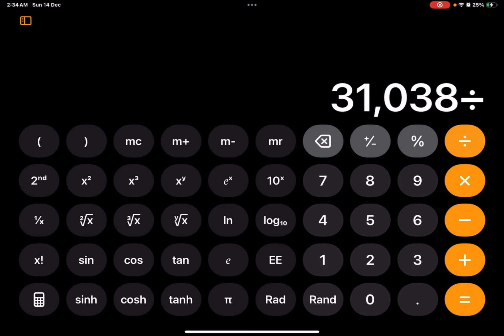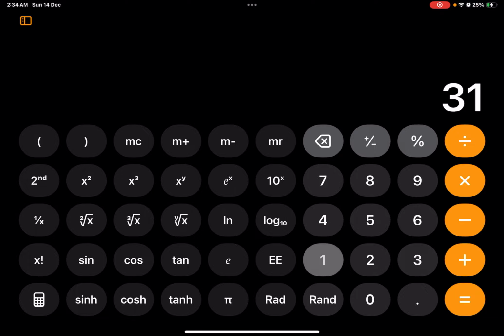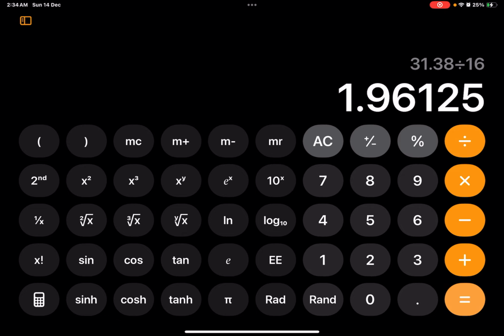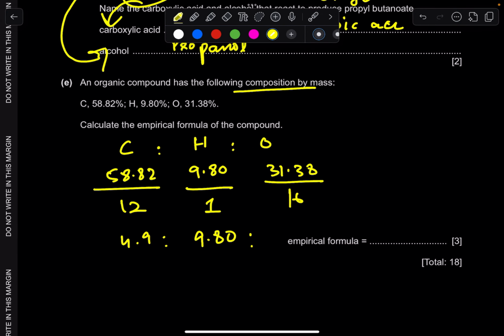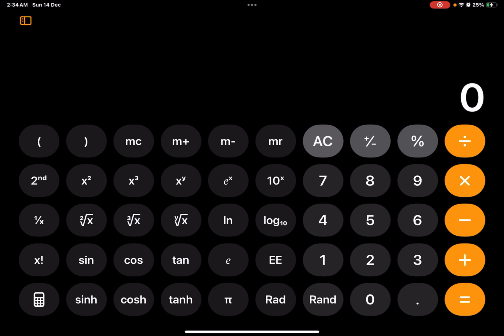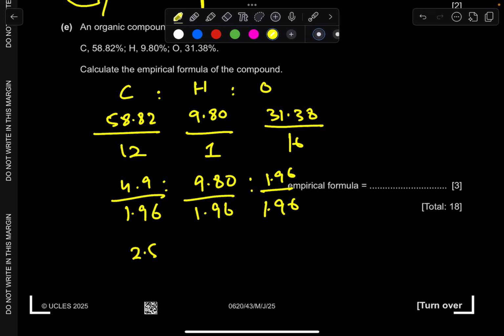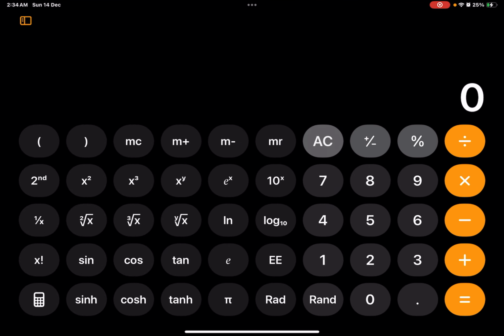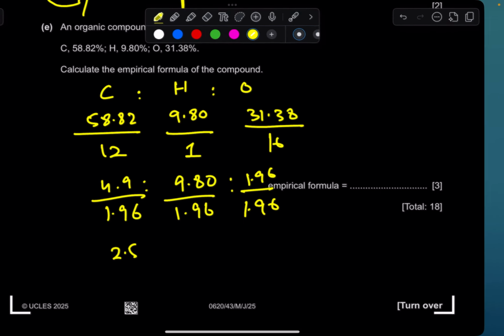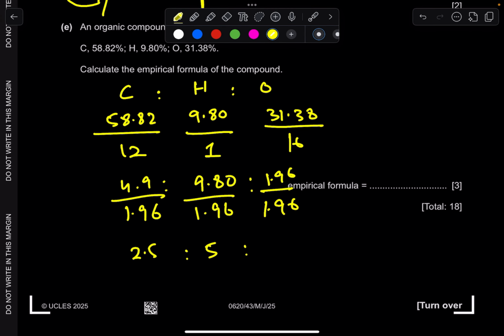31.38 divided by 16 gives me 1.96, which is the lowest number, so I'm going to divide all of these by 1.96. 4.9 divided by 1.96 gives me 2.5. 9.80 divided by 1.96 gives me 5, and 1.96 divided by 1.96 gives me 1.